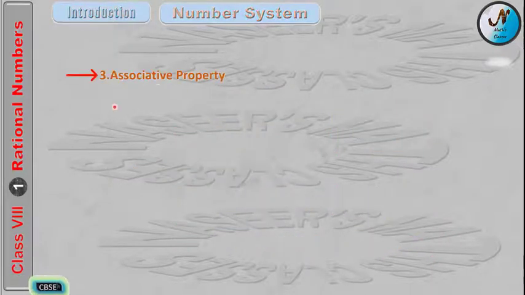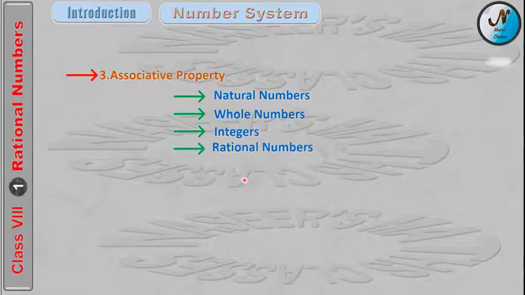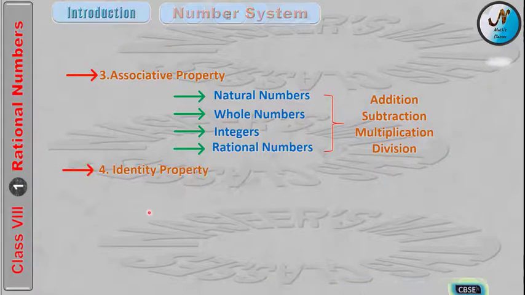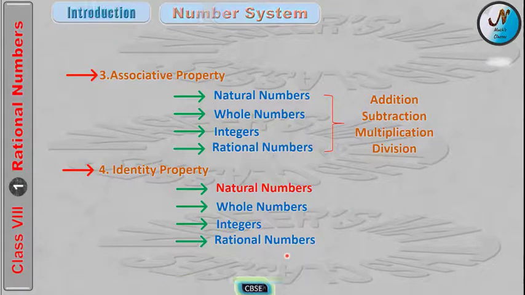Next, the third property, associative property. We learn the associative property of natural numbers, whole numbers, integers and rational numbers with respect to addition, subtraction, multiplication and division. Next, identity property. We learn about the identity property of natural numbers, whole numbers, integers and rational numbers.